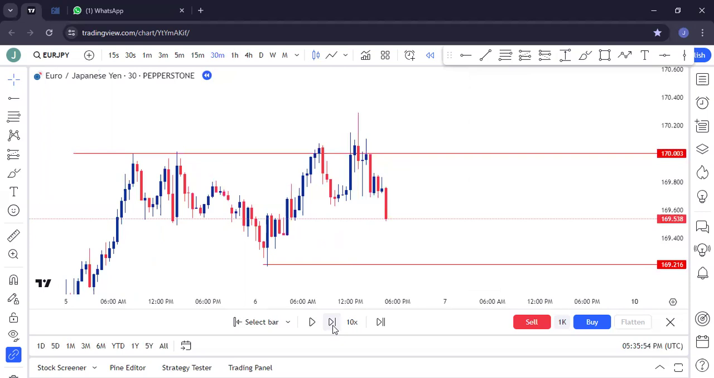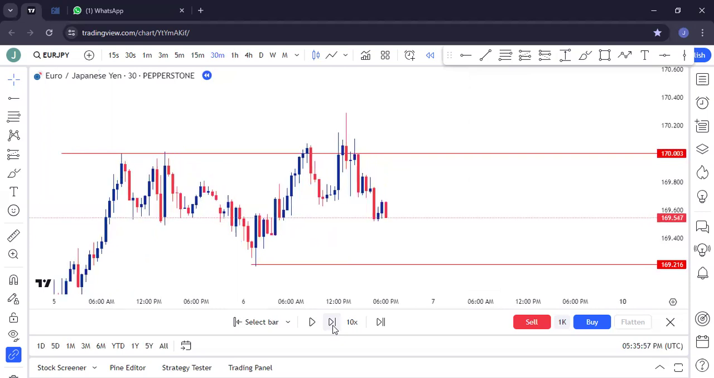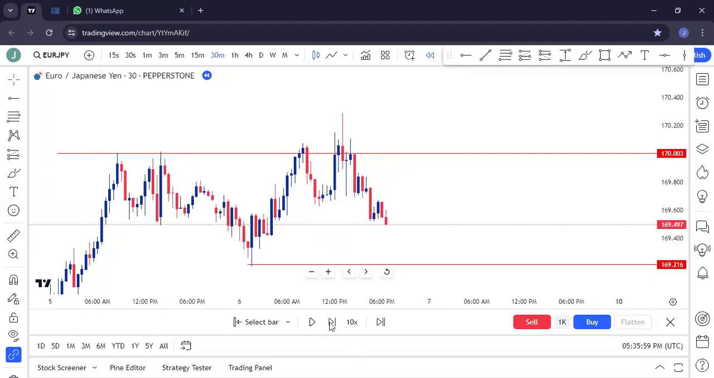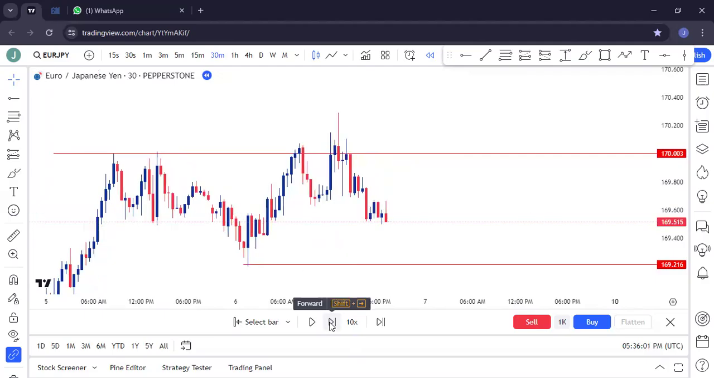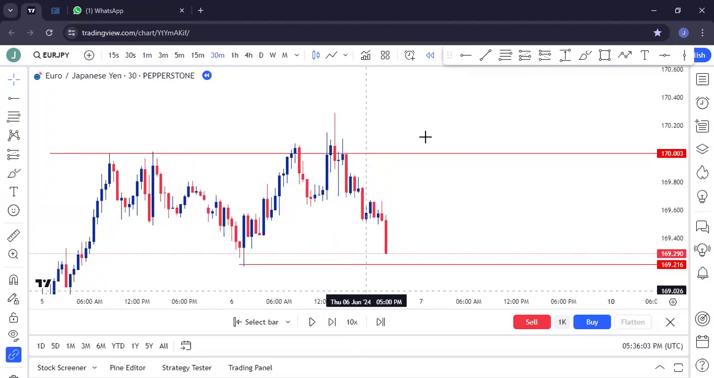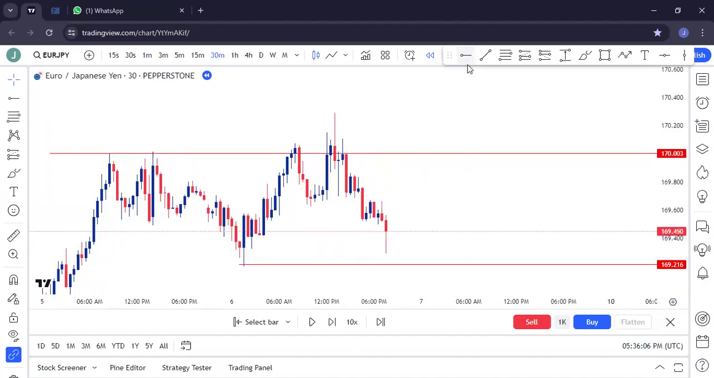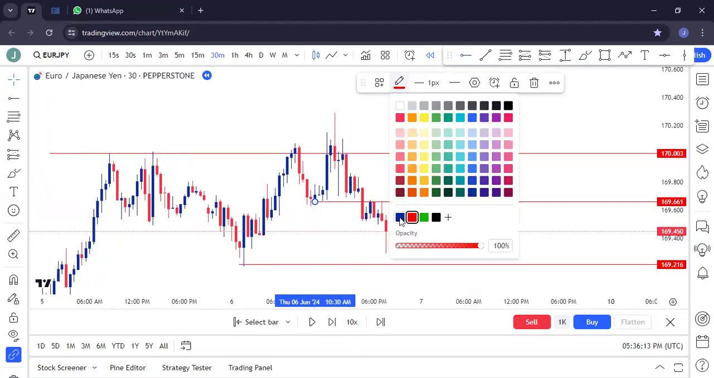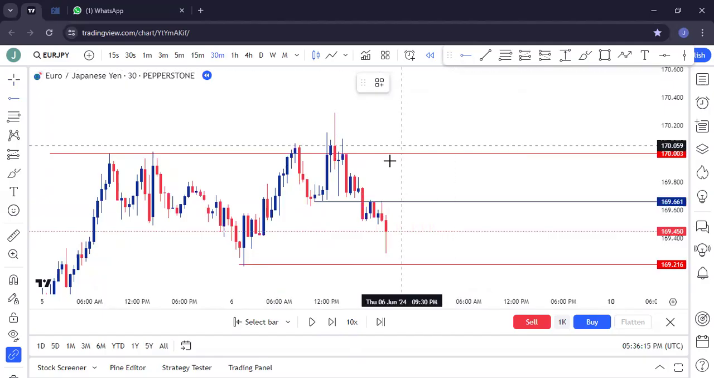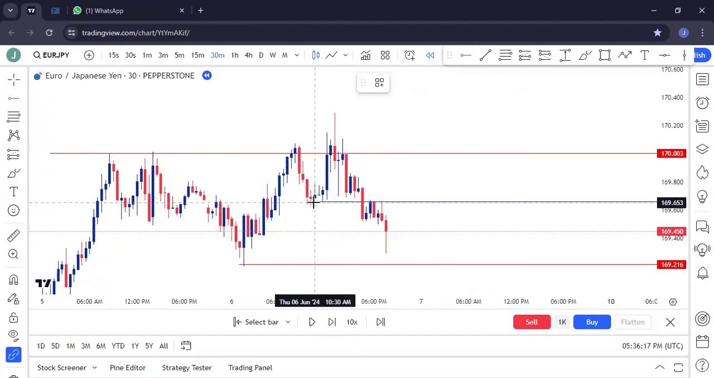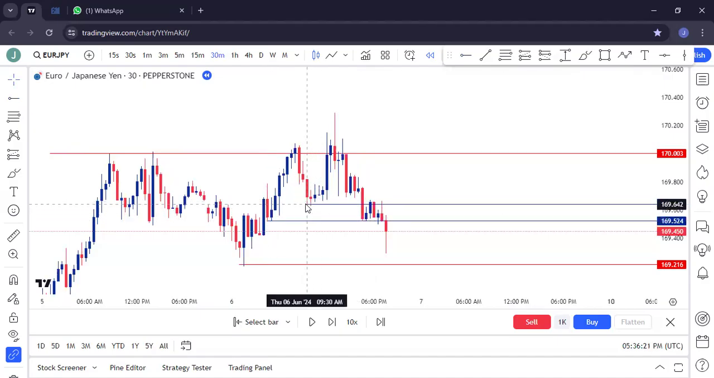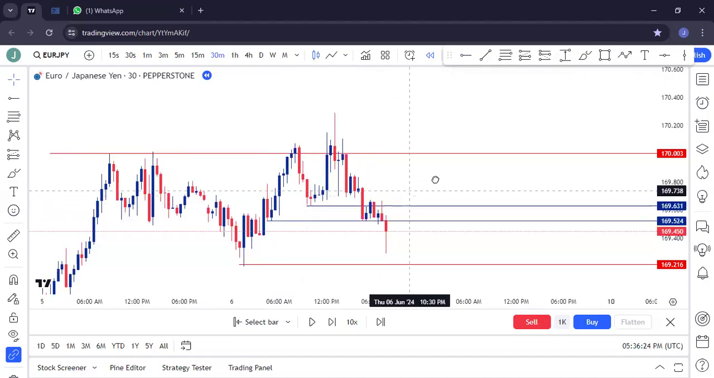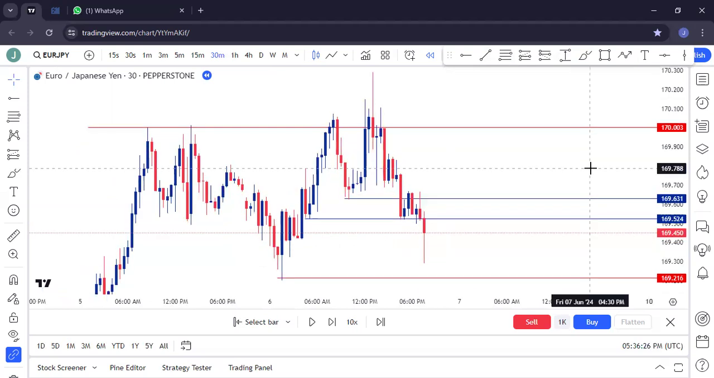Okay, let me check here. So let me ask you this simple question. Let me put these lines in blue. So where do we mark our change of character? Do we mark here or do we mark here? Where do we mark our change of character?